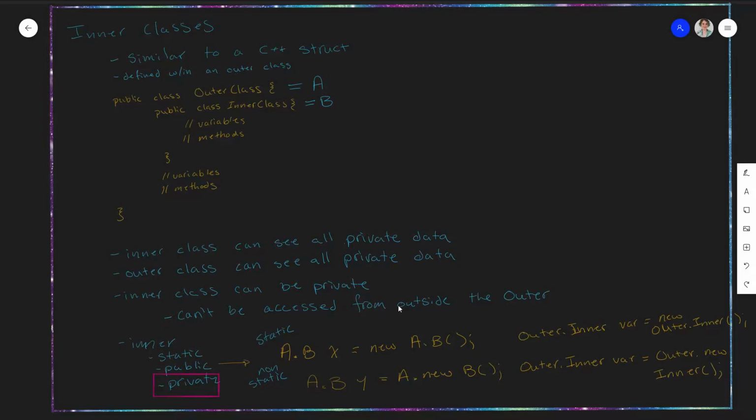Now, a case where you might want it to be accessible outside is if you need to return something of the inner class type, so if you want to be able to return and handle that data outside of your class. But again, that's really a unique situation. You're probably not going to come across that much.